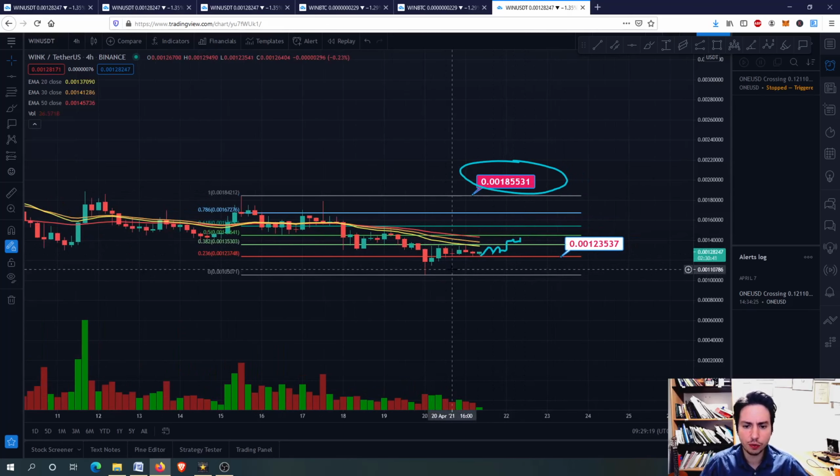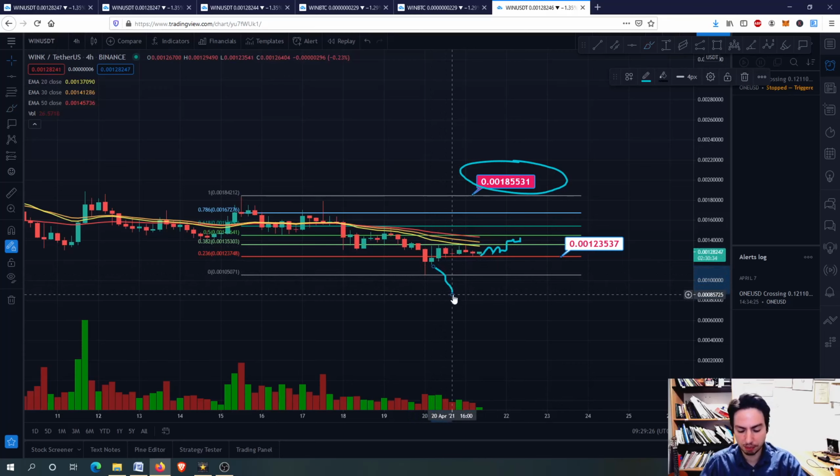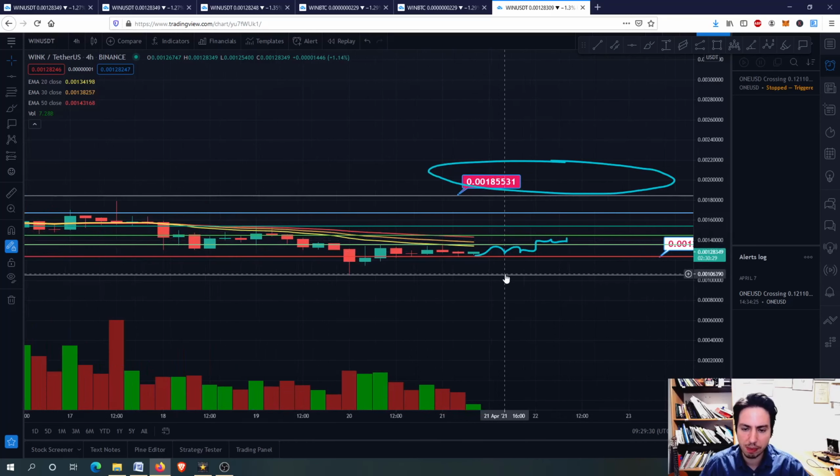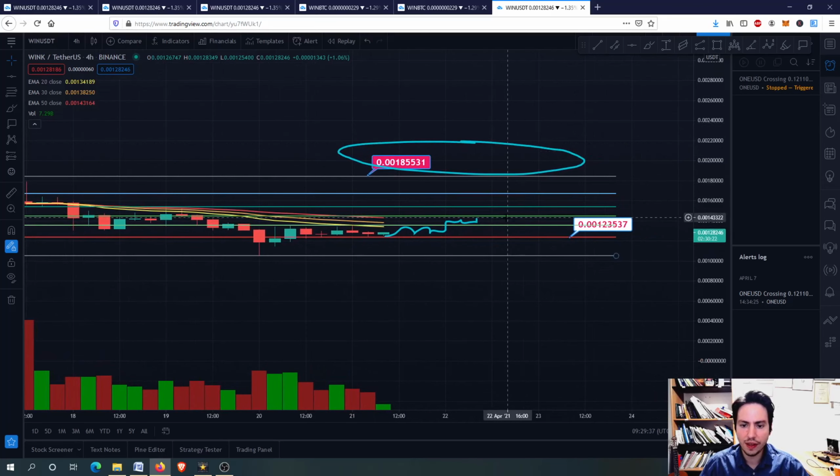But if we had to fall down from this line, then we would test many more, lower support levels. But for now, if Wink goes here and then bounces back into this Fibonacci retracement level, then we could clearly see some new lower highs, some new higher lows for Wink, and we could potentially see a breakout. It wouldn't surprise me, guys, if we see a potential breakout pretty soon for Wink.